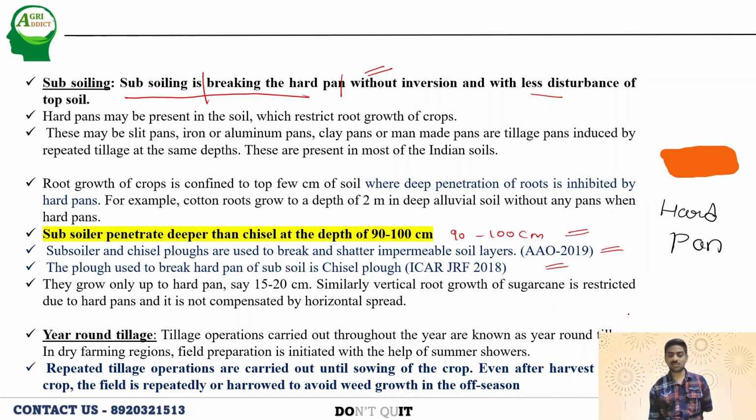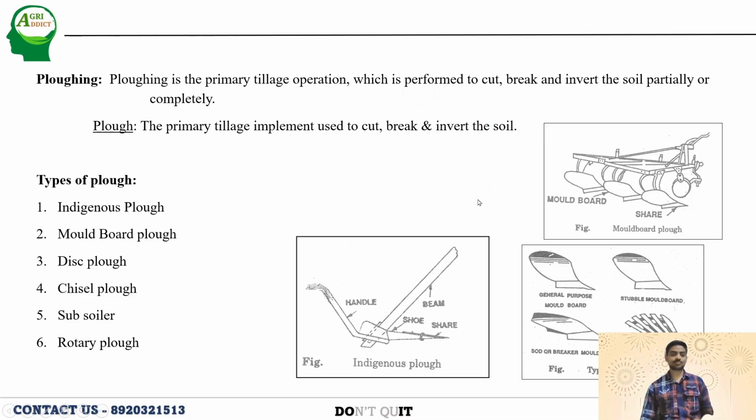And next, the last one is year-round tillage. Year-round tillage is nothing but the intercultural operations we take in between, and some kind of other operations. All together we call it year-round tillage, meaning throughout the crop duration, whatever repeated tillage operations we carry out come under year-round tillage.